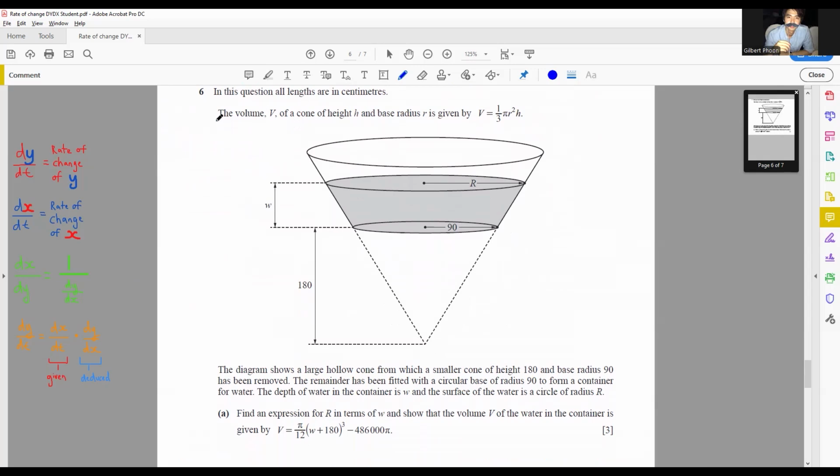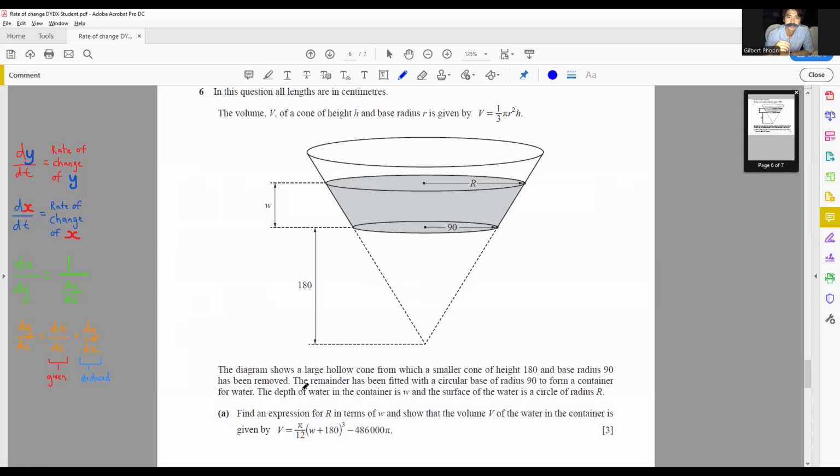In this question, all lengths are in centimeters. The volume V of the cone of height h and the base radius r is given by V equals 1 over 3 pi r squared h. The diagram shows a large hollow cone from which a smaller cone of height 180 and base radius 90 has been removed. The remainder has been fitted with a circular base of radius 90 to form a container for water.